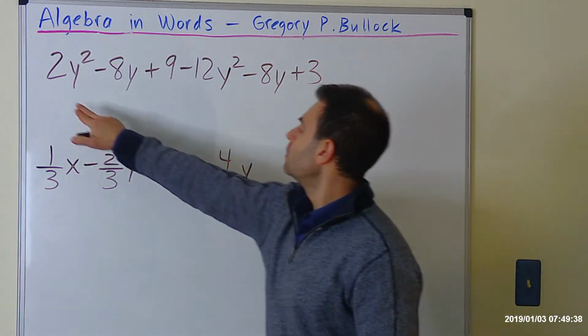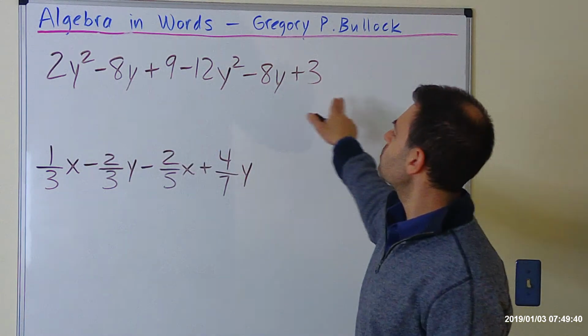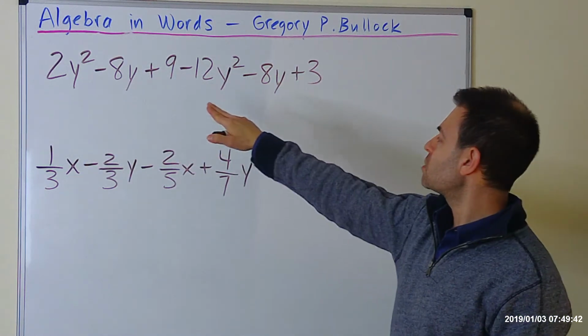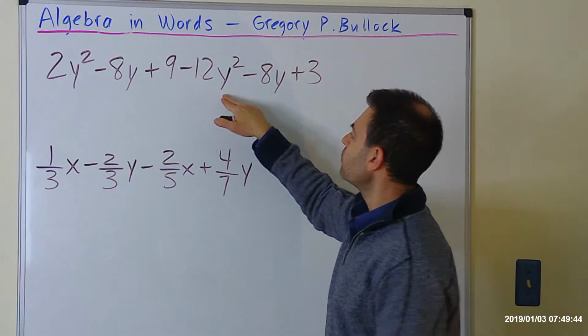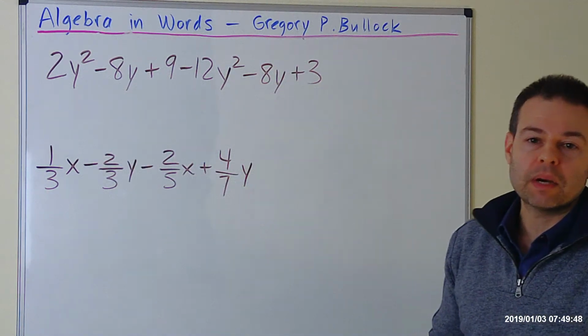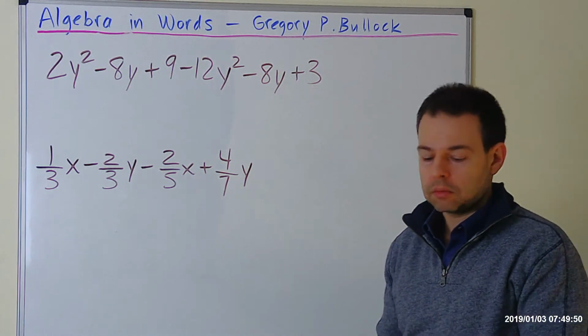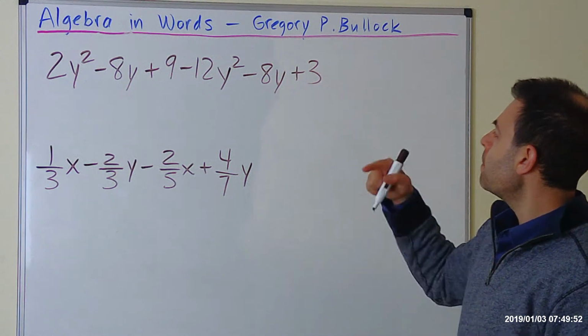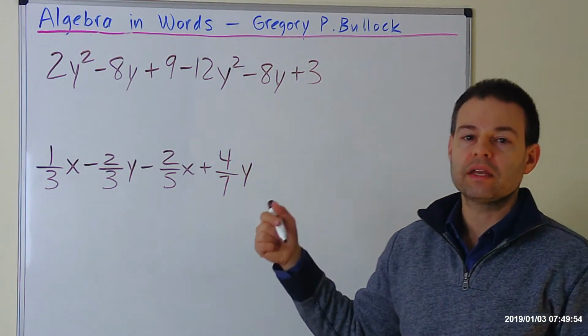Okay, so we have y squared. Are there any other terms with y squared? We could just scan through and we come to this one. So we have this term and this term that are alike, and I'm going to combine them. I'll write the answer to them below. 2y squared minus 12y squared is negative 10y squared.